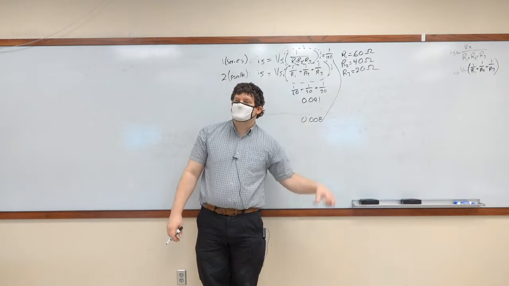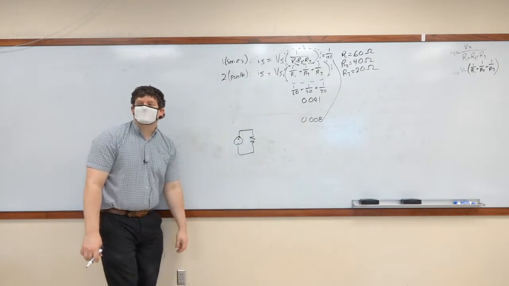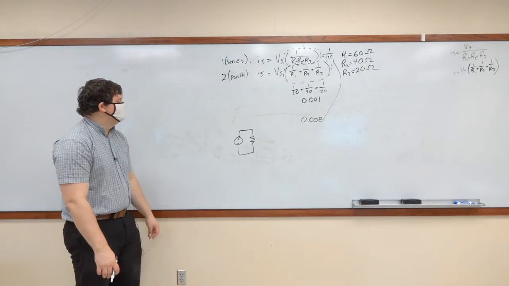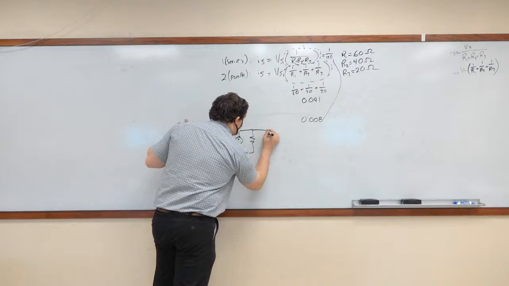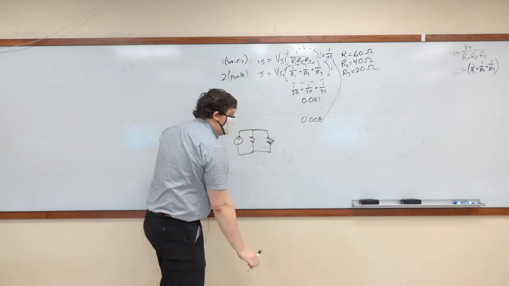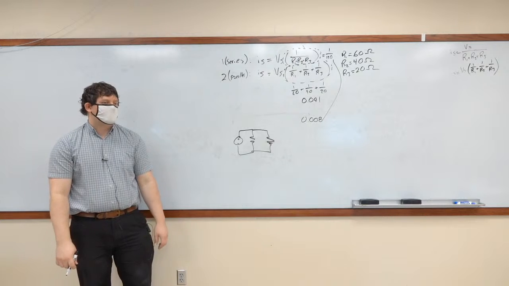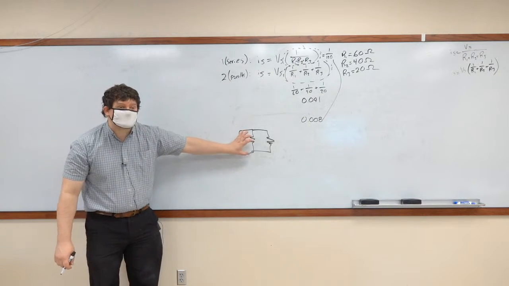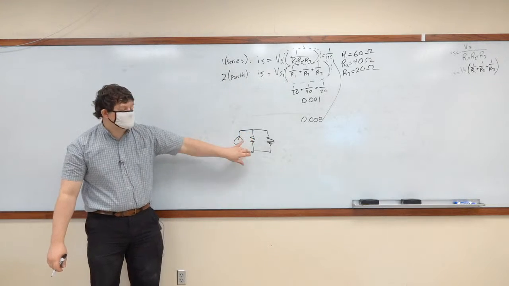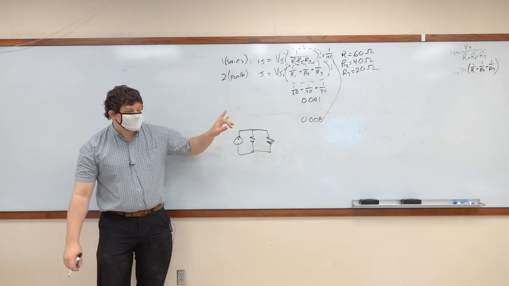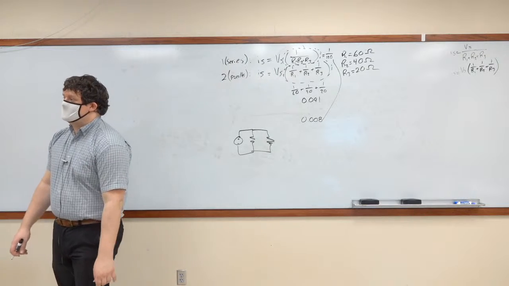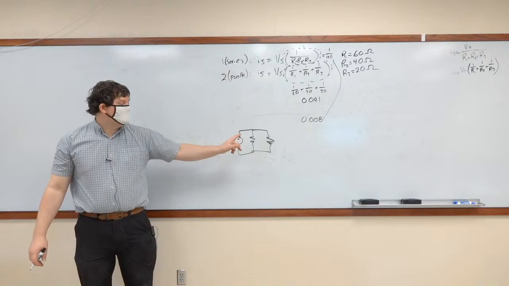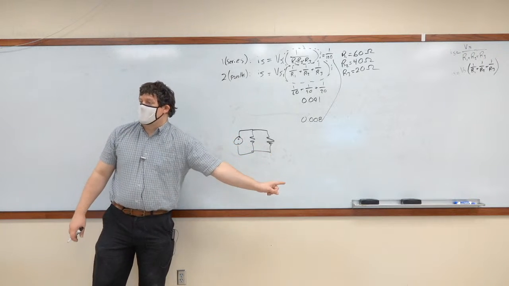That current doesn't change if we tack on another one. The current through this one stays the same. Why? Because it still has the same voltage across that component and still has the same resistance. The current is going to stay the same. The power consumed by this element does not change when we add another one in parallel.